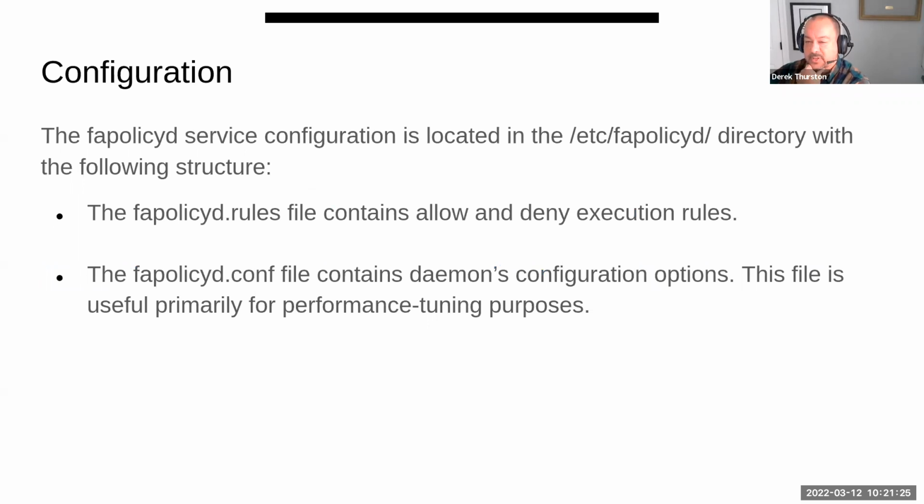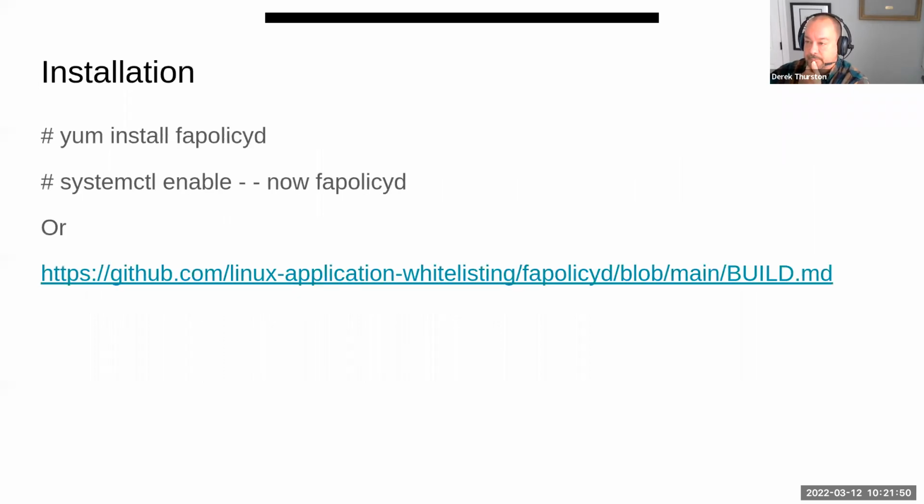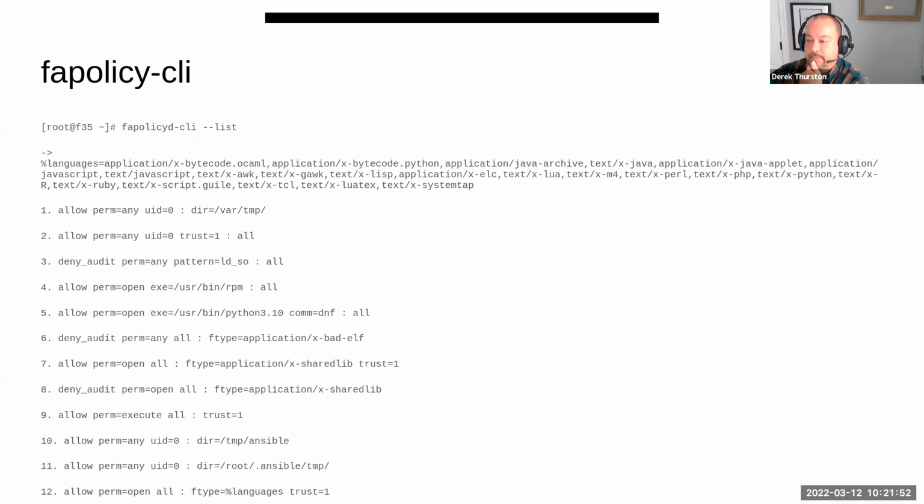I feel like I already went over this, but I'll do it just in case I didn't. My slides got a little messed up earlier. Everything's in the /etc/fapolicyd directory, and inside there's the rules file, the configuration file, and a trust file as well. The rules file is the listing that I just showed you a minute ago, where the command line tool reads the rules file from top to bottom.